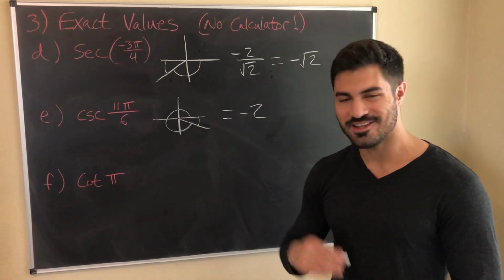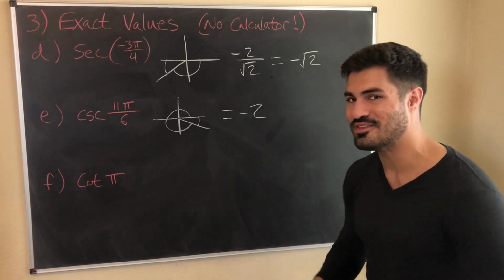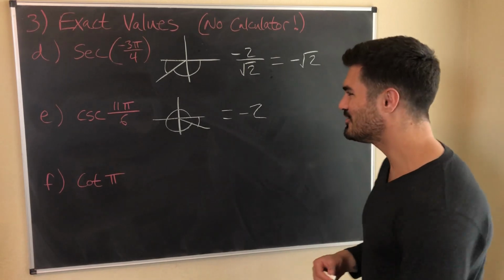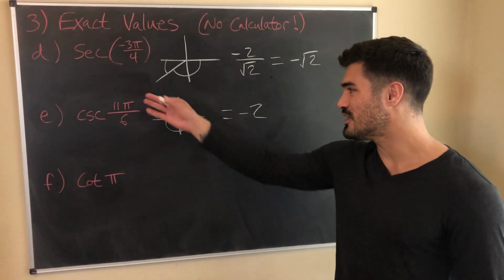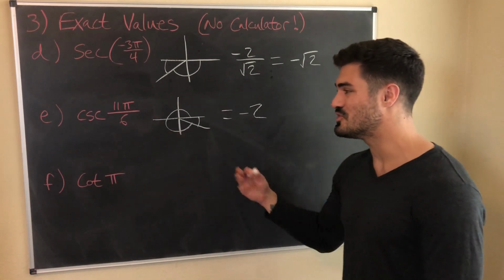Y'all see how I did that? I did it kind of in my head a little bit quicker, but again, this is review. I'm expecting you know a little bit about this already, and if you don't, I'll link a video right up there. But cosecant of 11 pi over 6 is -2.